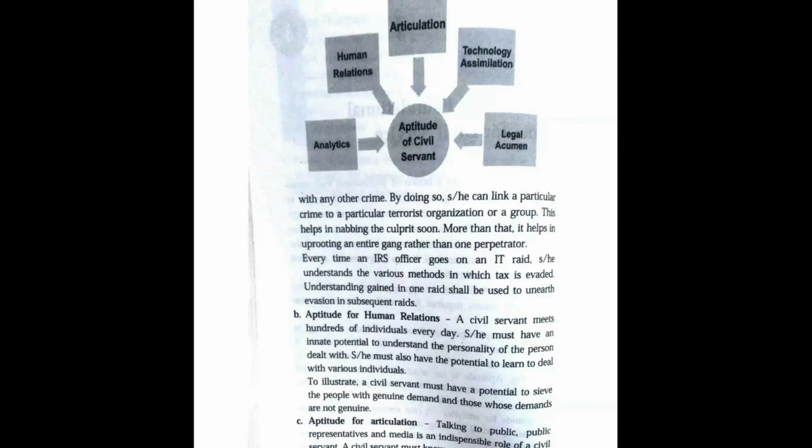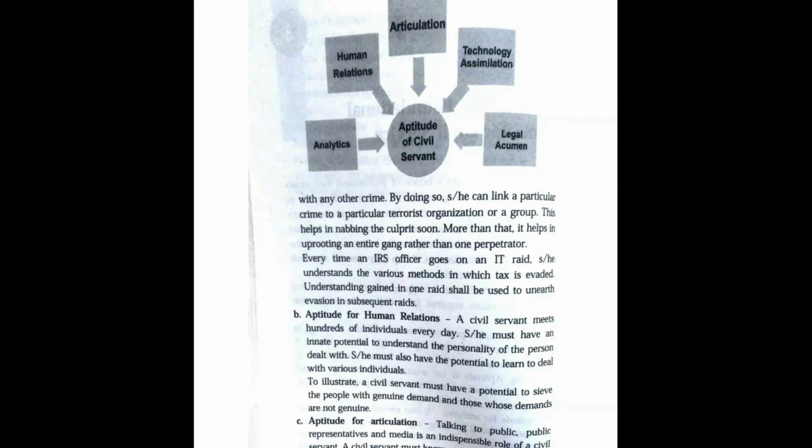He must also have the potential to learn to deal with various individuals. To illustrate, a civil servant must have a potential to see the people with genuine demand and those whose demands are not genuine. It means, you will meet a daily number of people with their problems. Okay, so it is your potential, you need to know who is honest and who is not honest, or who is genuine and who is not genuine.